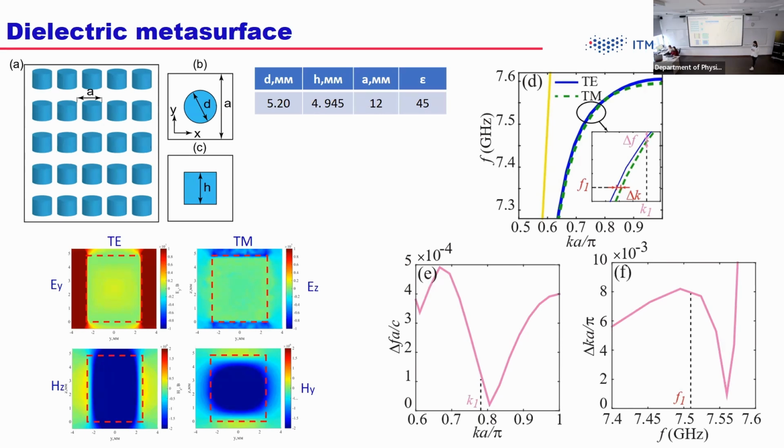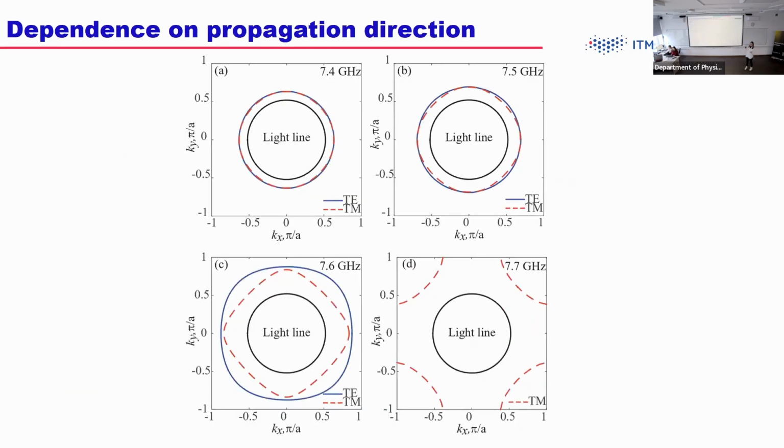The next step, we wanted to investigate the degeneracy in any direction. And for this, we build the frequency contours. And here you can see that we have the polarization degeneracy in any frequency range and in any direction. For example, for 7.4 or 7.5, we have the degeneracy in any direction. But if you look at 7.6, you can see that we don't have any degeneracy, right? Especially at 45 degrees, because here we consider the square lattice in the surface.